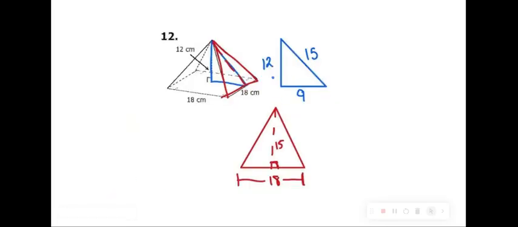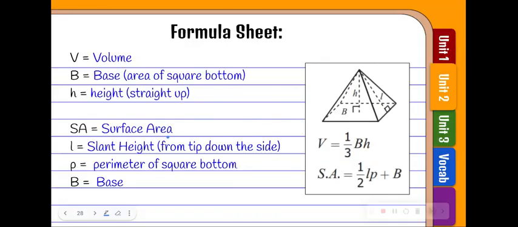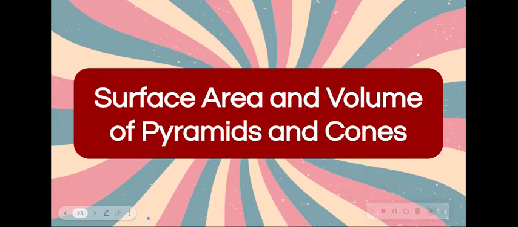Okay, I'm going to go back to this picture right here. I forgot to show you this. I thought this was a really good drawing for you to see that right triangle inside a pyramid. So this is why we can use Pythagorean theorem to solve for our slant or our height. Okay, and that is surface area and volume of pyramids and cones.